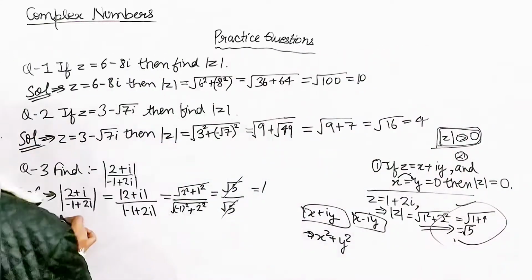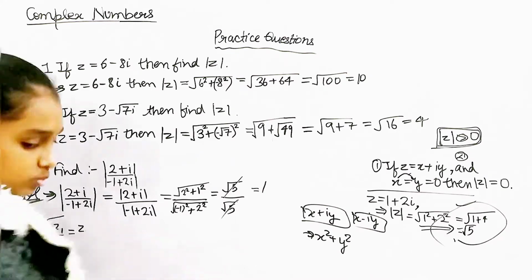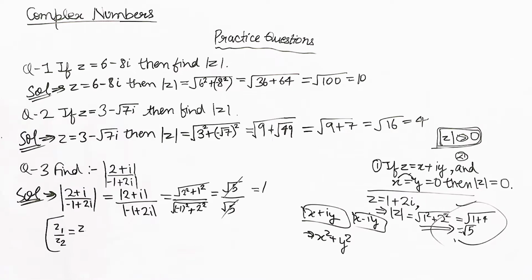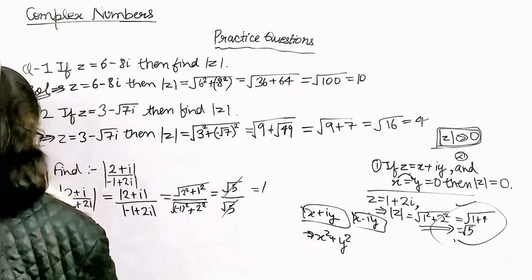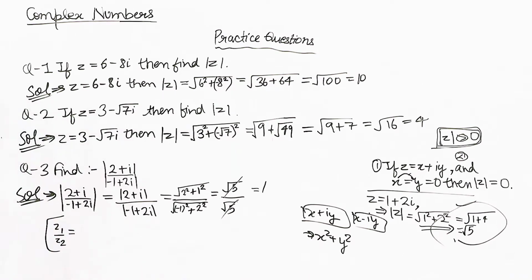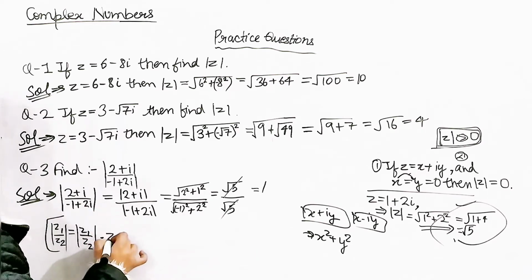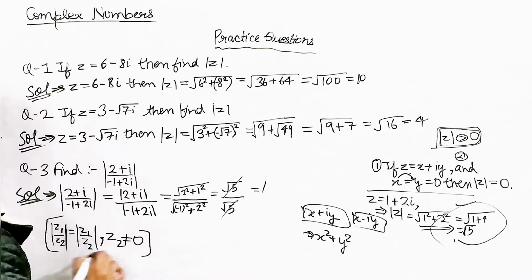Let me tell you that there's a property: mod of z1 by z2. Oh, wait a second. Okay, I think I can just clean this from my hand. So remember the mod, don't forget the mod. Mod of z1 by z2 is equal to mod z1 by mod z2. This is clear, but one thing: z2 is not equal to 0. So this is a property.